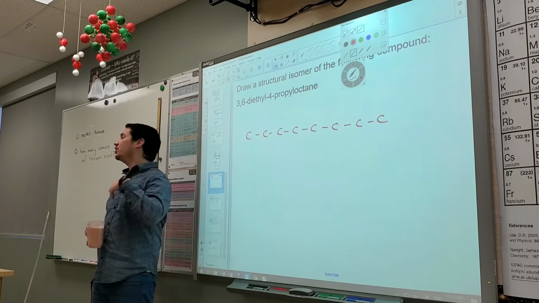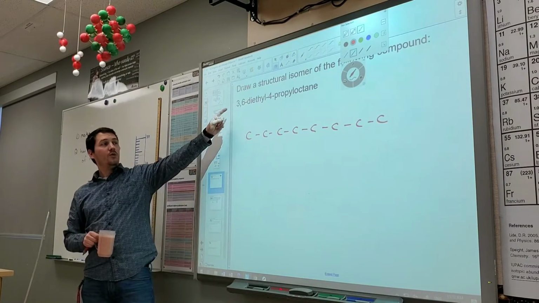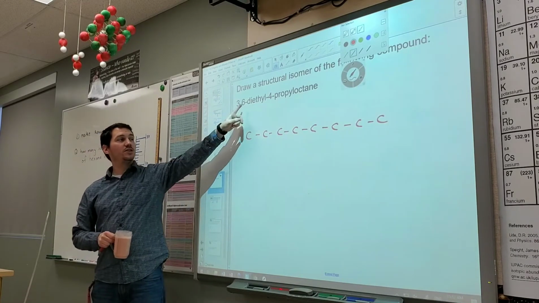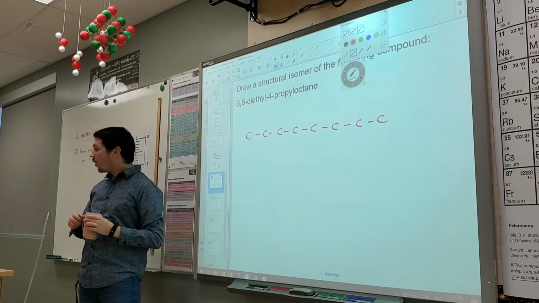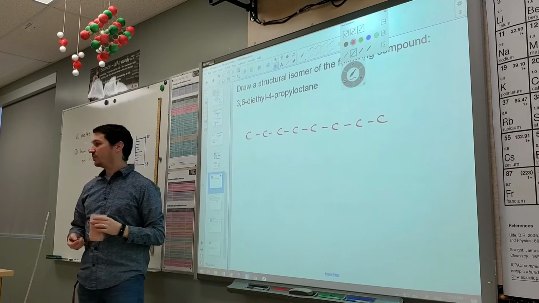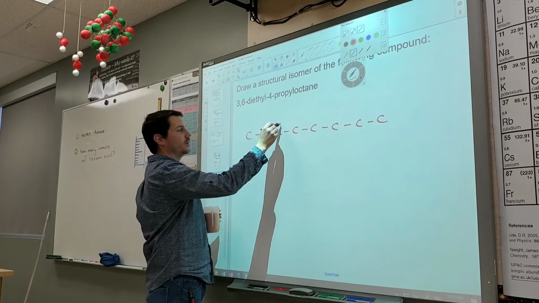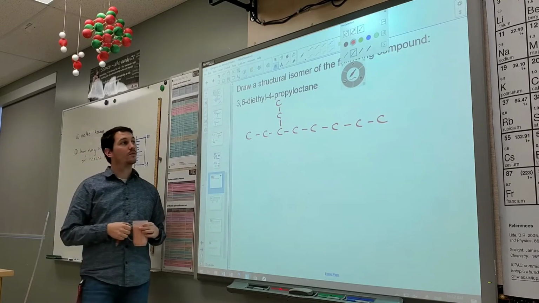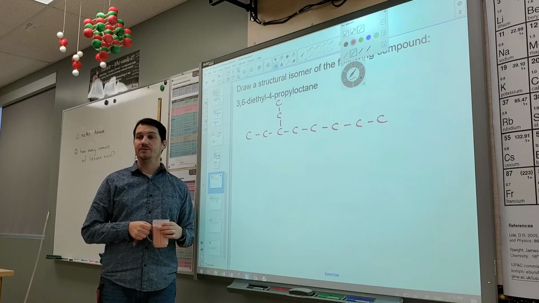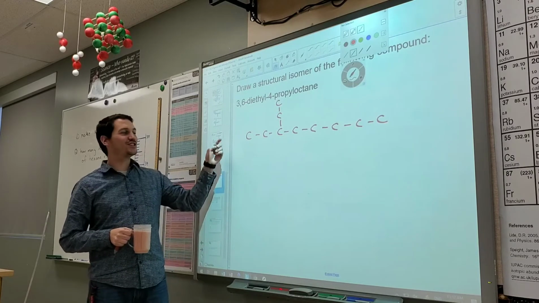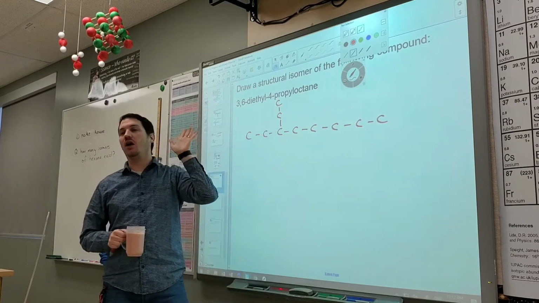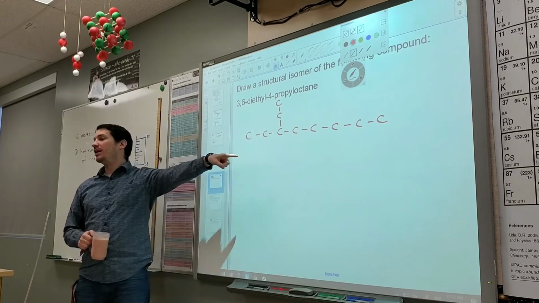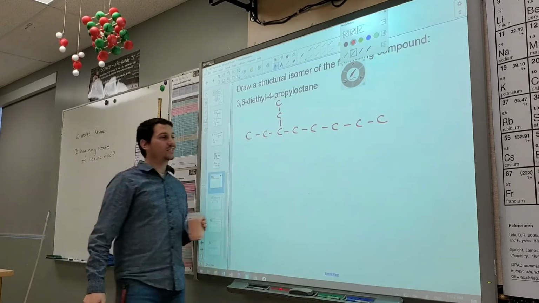Okay, so what am I going to do here? Let's draw this. Where am I going to put some branches? What's the first branch you want to put on there? The 3. What's going to go on the 3? 1 ethyl group, right? How many carbons is an ethyl group? 2 carbons. So on the 3rd carbon, I'm going to put a 2 carbon group. How do we know that we want to start labeling from there or at the end? It doesn't matter. You can start from the left or from the right, just always do it the same way. Okay, so I'm putting an ethyl group there. Where else do you want to put an ethyl group? On 6.